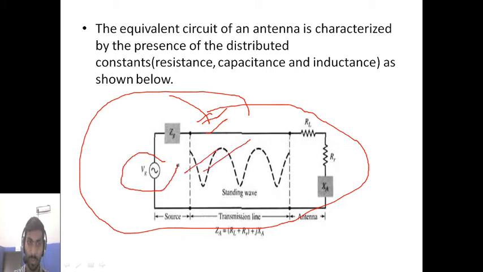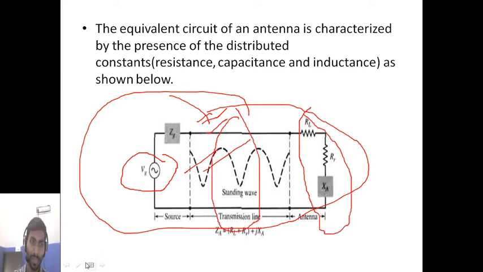Let me say you have the source and the load impedance, and you want to know the source impedance. How will you calculate it? Using these formulas, okay?